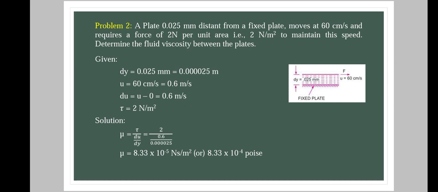By solving this, we will get the mu value as 8.33 into 10 power minus 5 Newton second per meter square. So convert them into poise. We will get 8.33 into 10 power minus 4 poise.